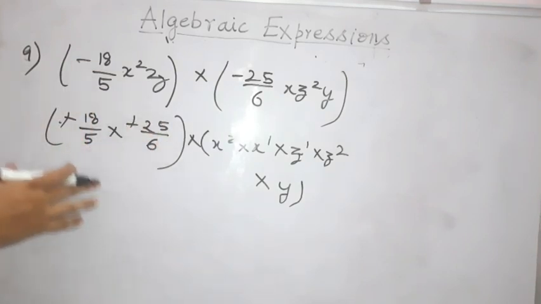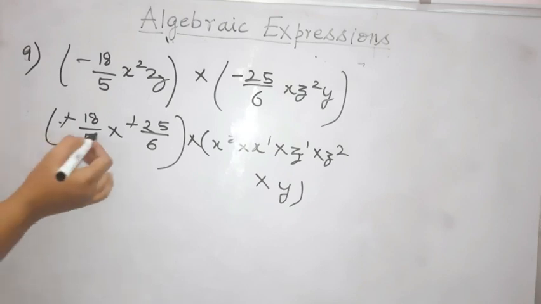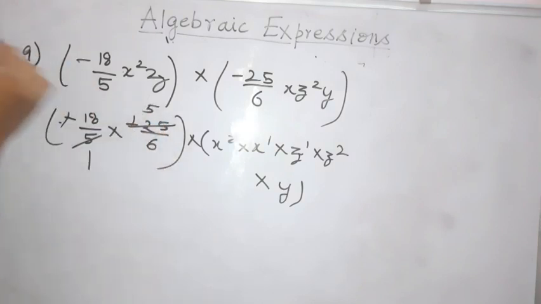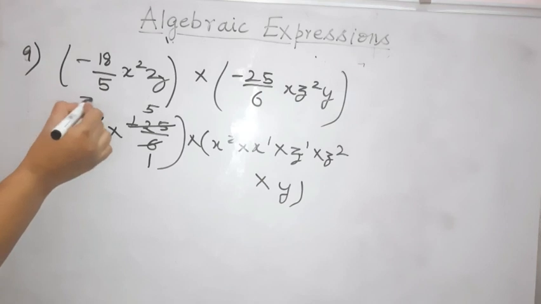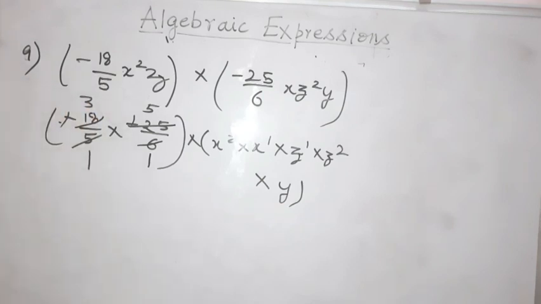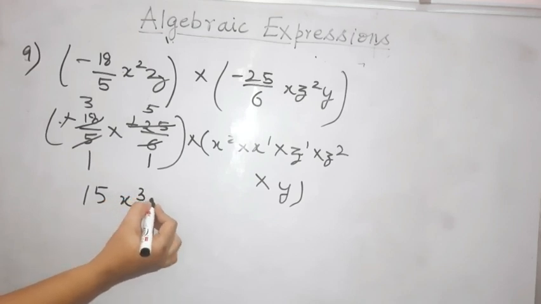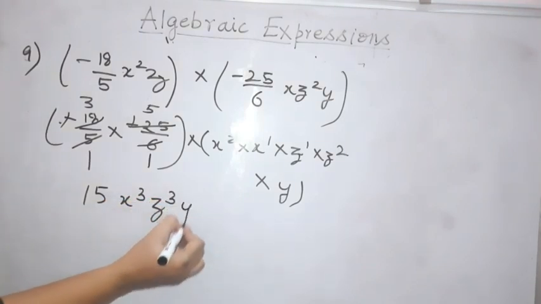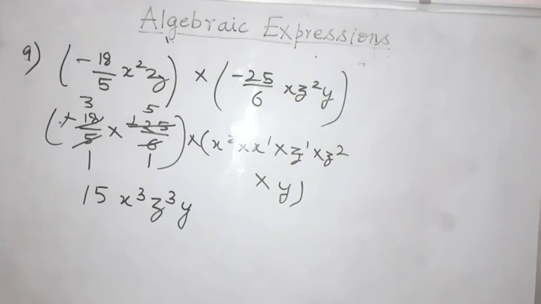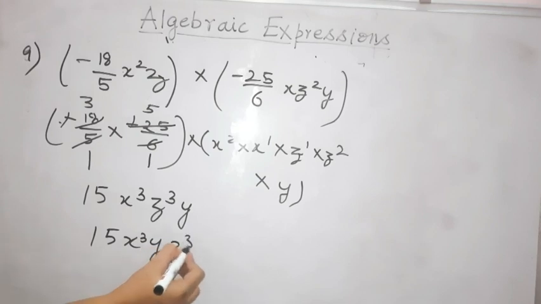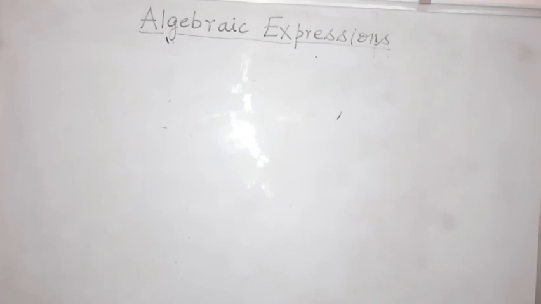Now we have to check whether it can be reduced or not. So 5 ones are 5, 5 fives are 25... 6 ones are 6, 3 fives are 15. So 15 x cube, z cube and y. Since we have to write all algebraic expressions in alphabetical order, the final answer will be x cube y z cube. Okay students? Now let's move on to the next question, which is question number 10.